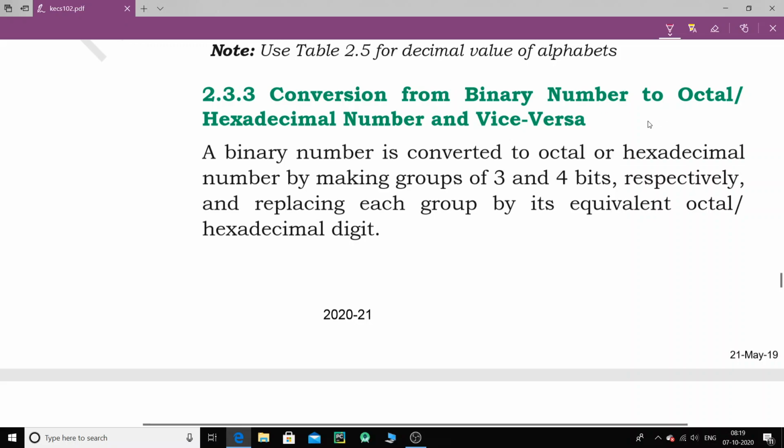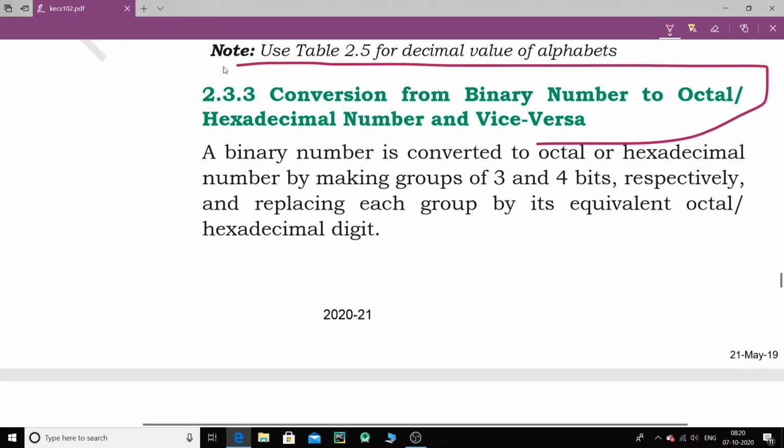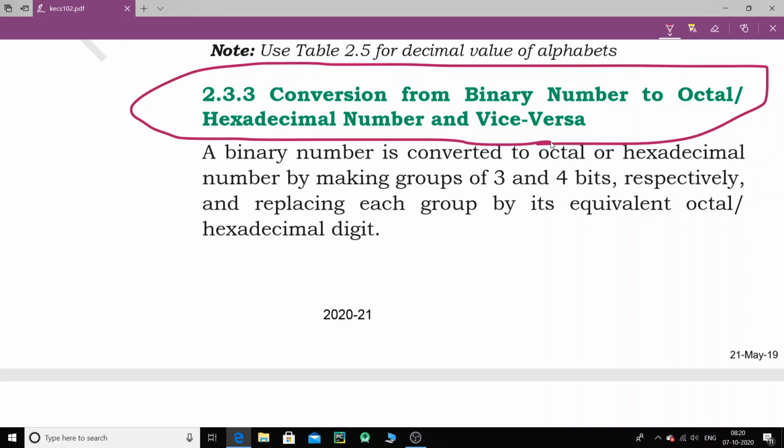Now you can see this particular conversion is the easiest way to convert between the numbers, that is binary to hexa, hexa to binary, binary to octal, octal to hexa, and these conversions are very easy. That is why the hexadecimal number system and octal number system were formed basically for designing, for programming the circuits.